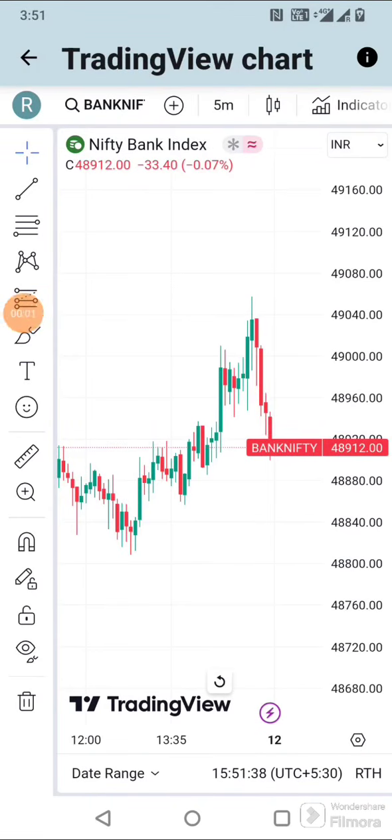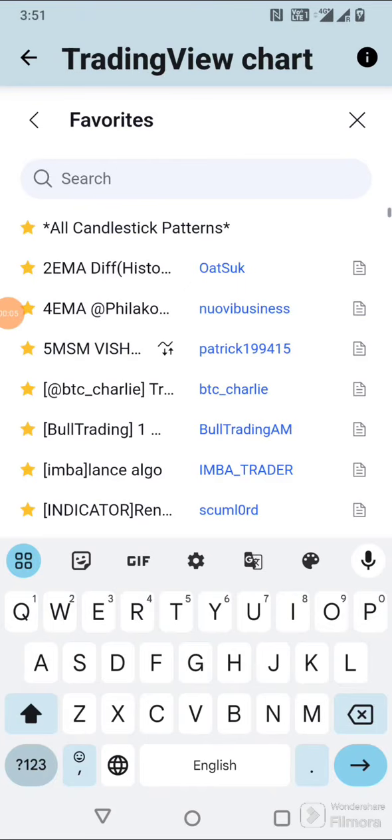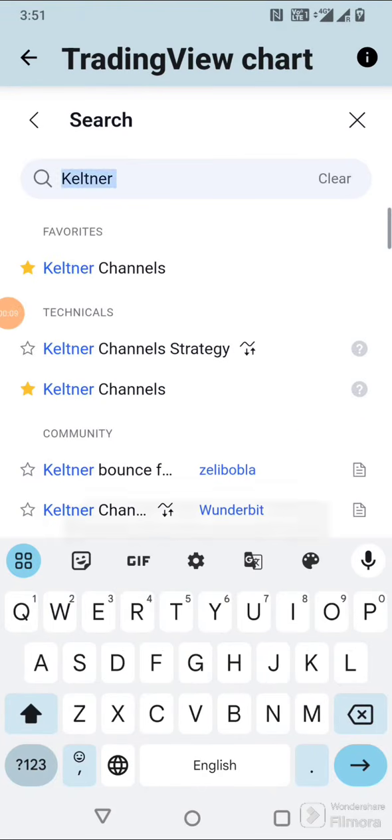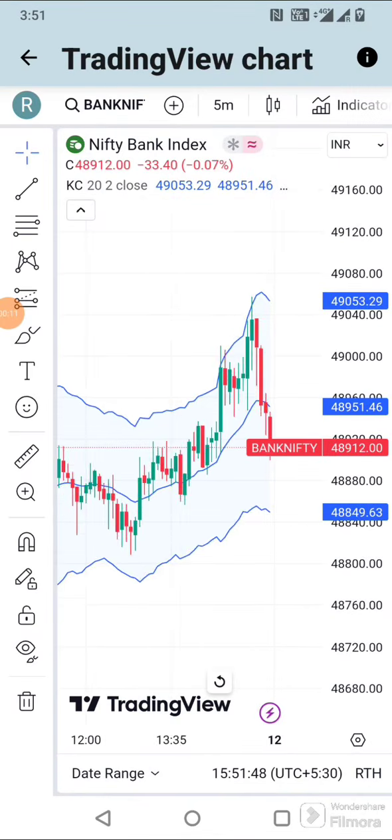Today I'm gonna share with you one more indicator strategy. Go to tradingview.com. In the indicator section, search Keltner channels. Now the indicator is applied.